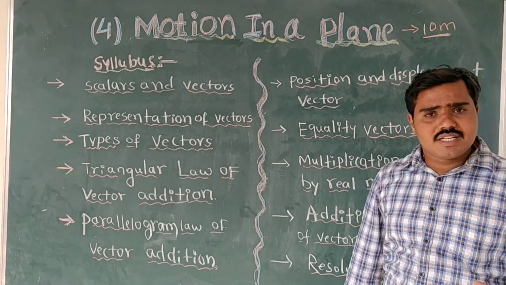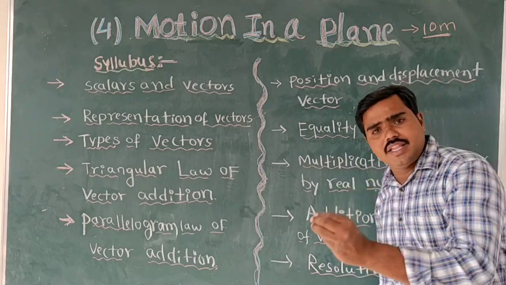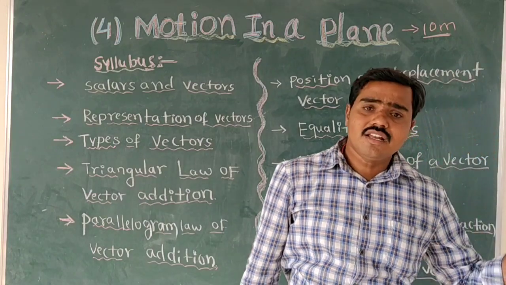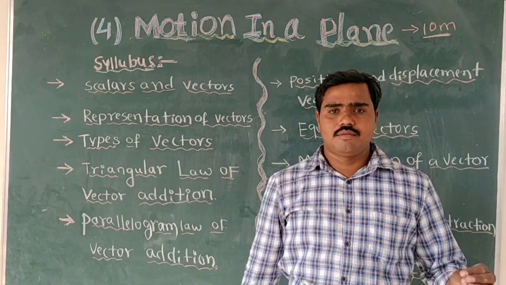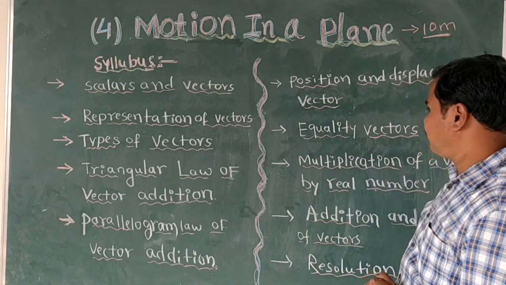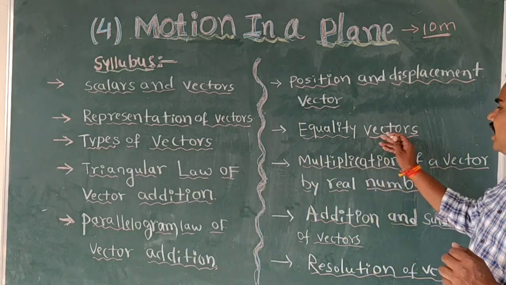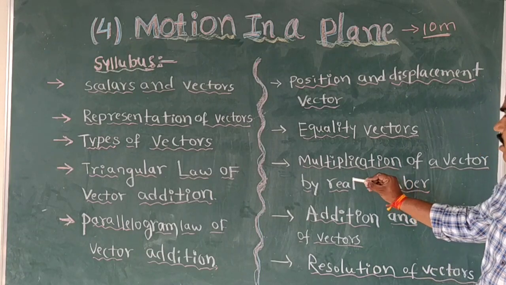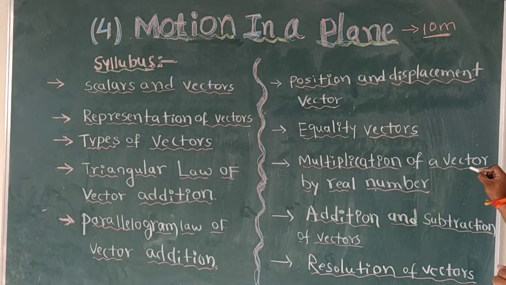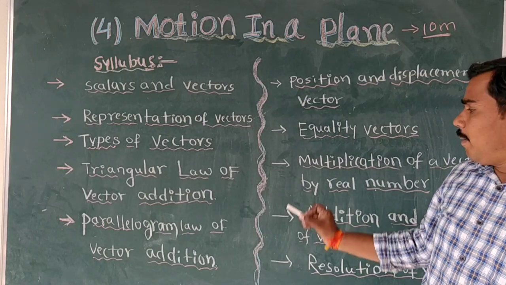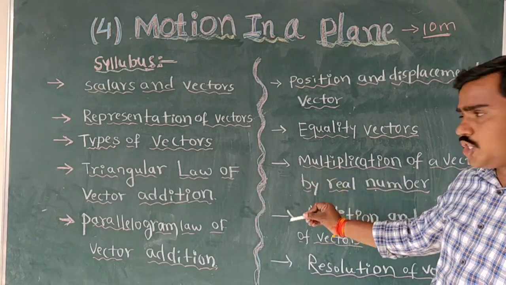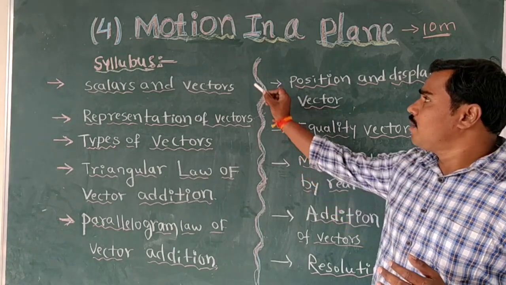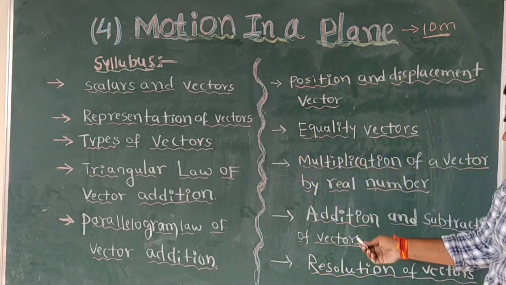A body changes its position from one point to another point in a particular direction. That is called displacement. Then after that, equality of vectors, and the next concept, multiplication of a vector by a real number. Addition, subtraction, multiplication, all of these we are studying in motion in a plane.